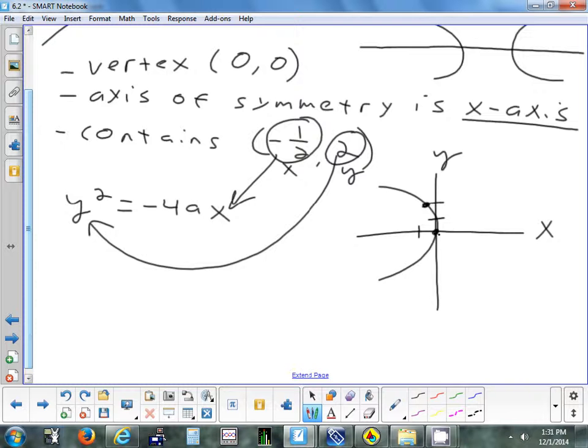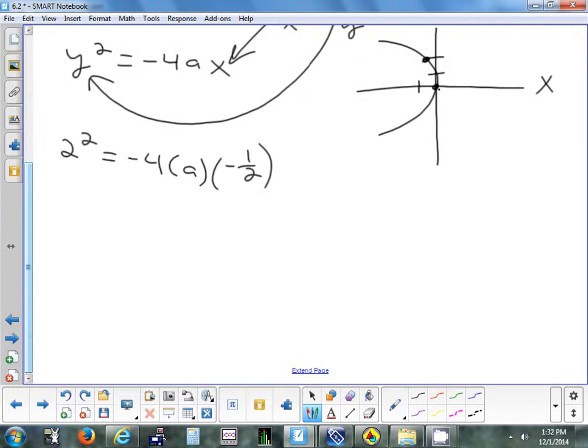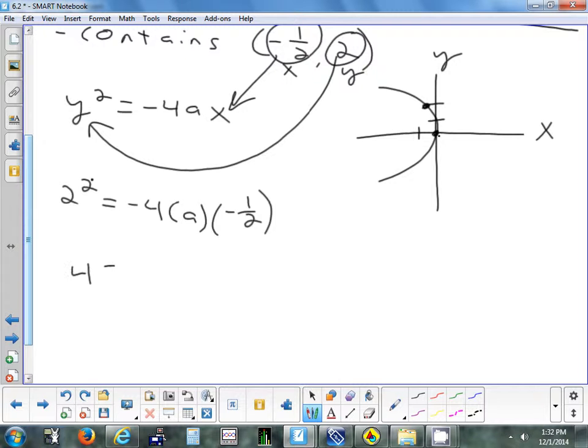Okay. So we're going to have 2 squared. When we plug those numbers in, it's going to solve for a. So we know x, we know y, we're going to find a. So 2 squared gives me 4. What's a negative times a negative? Positive. What's half of 4? 2. So what would a be here? 2. Okay, so a is 2.